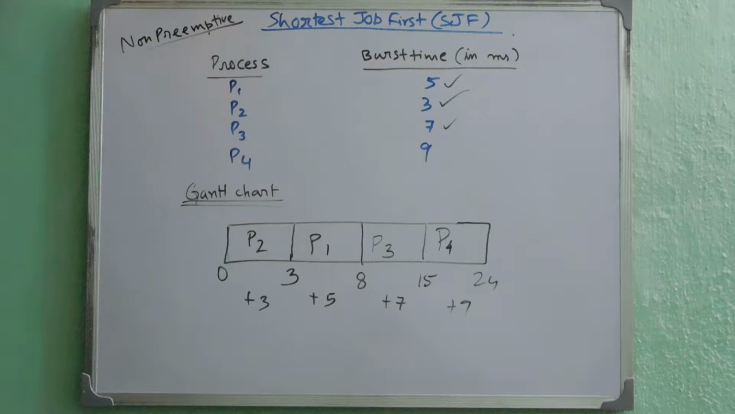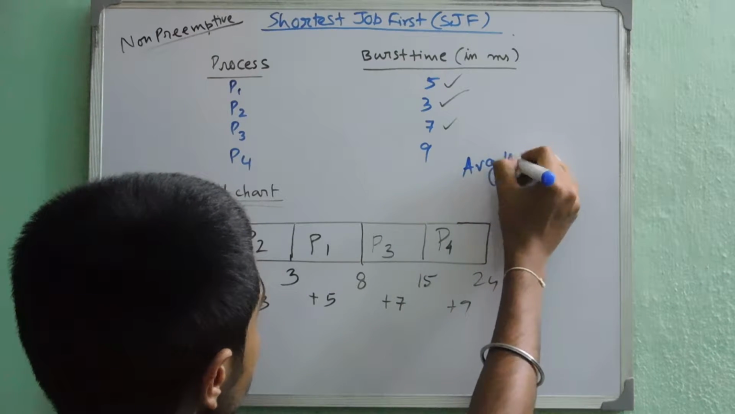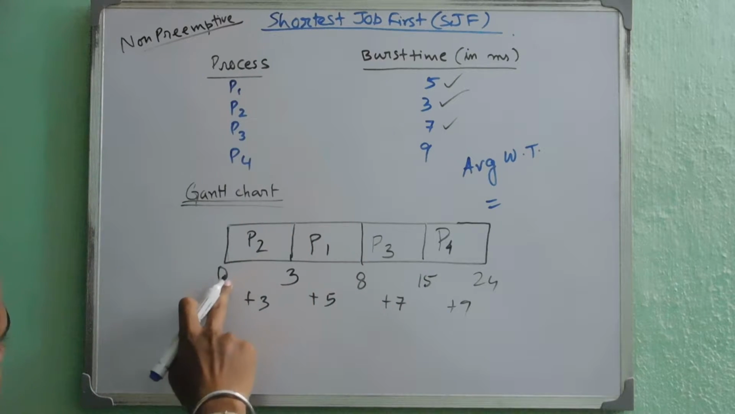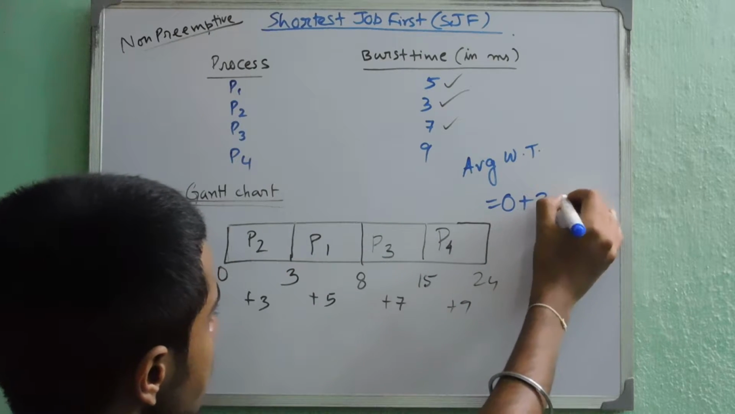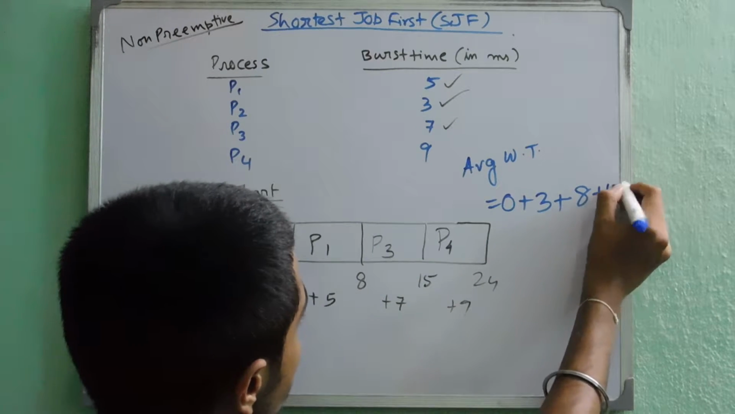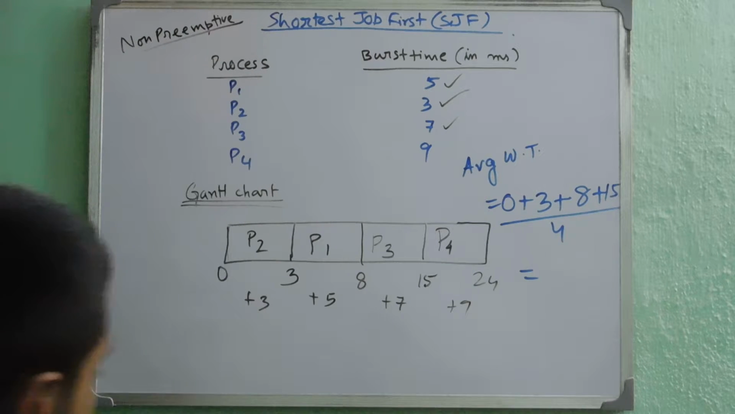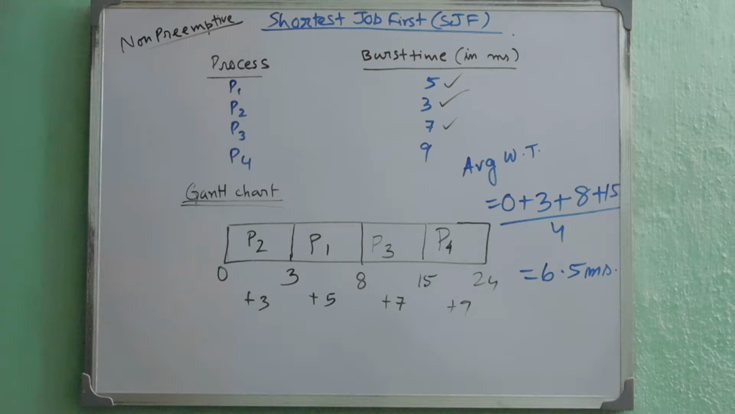So let's find out the average waiting time. So the average waiting time is equal to, for P2 the waiting time is 0, so 0. For P1 it is 3, so 3. For P3 it is 8. Then for P4 we have 15. Divided by 4, that equals to 6.5 milliseconds. So this was for the non-preemptive scheduling.